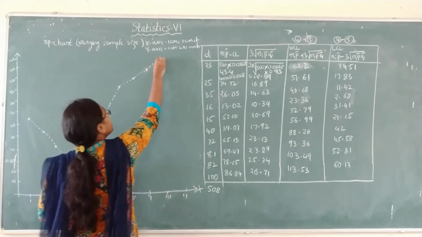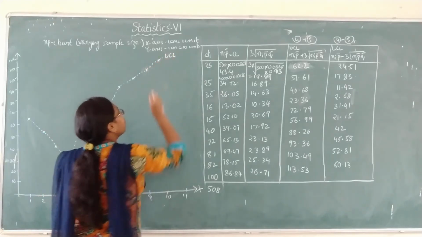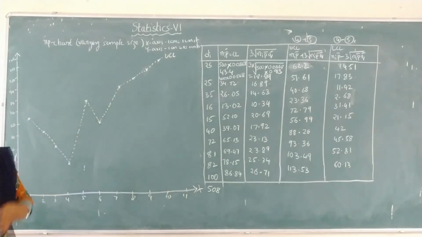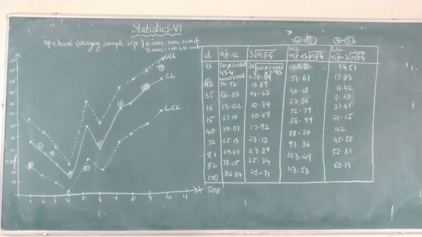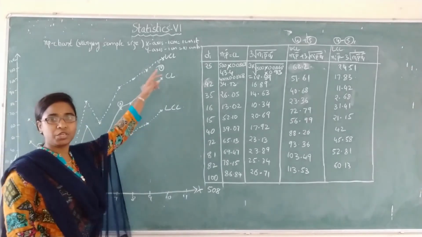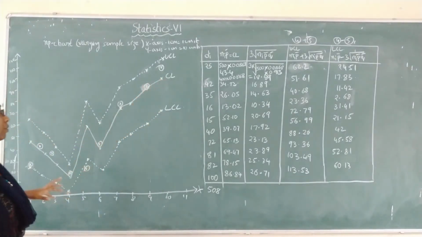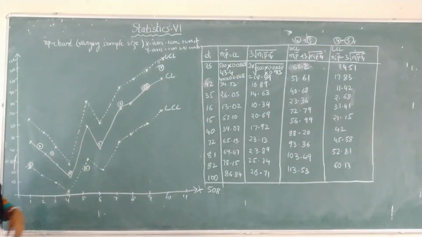So this is the UCL for NP chart with varying sample size. Similarly, you will be drawing the CL and LCL also. So plot the CL values, first the CL value. Similarly, how I have plotted UCL, you plot the CL and LCL values also. I have shown how to draw UCL, right? So similarly, like that only, you have to draw CL and LCL.